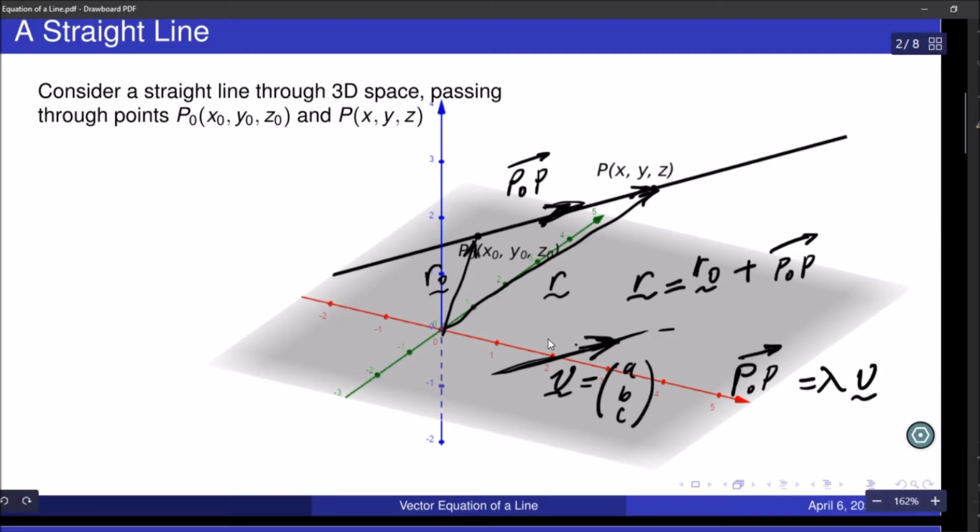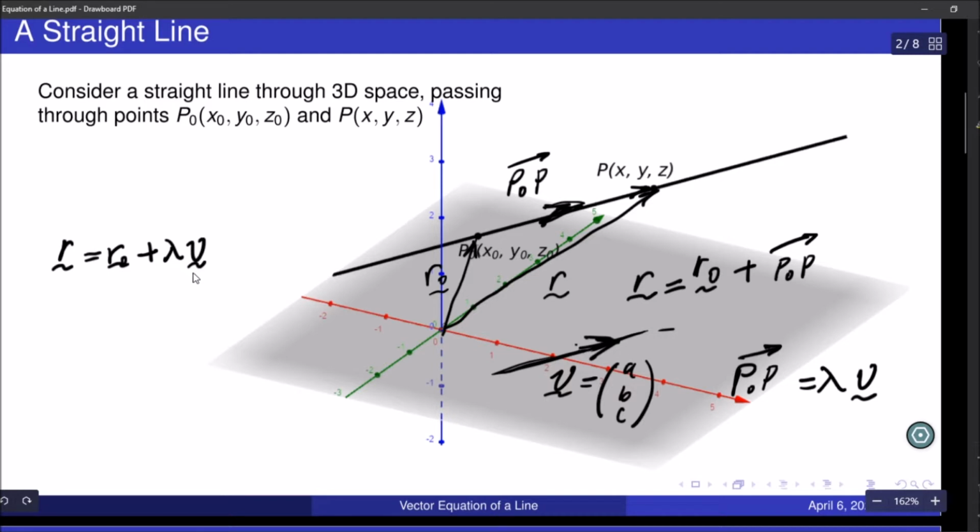So what we can do now is to write the vector representing the second point here in the form of R0 plus lambda V. What does this expression mean? Well, any point along this straight line is the initial point, your fixed point, plus a scalar multiple of some vector.